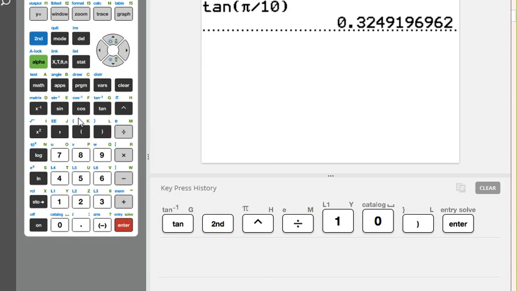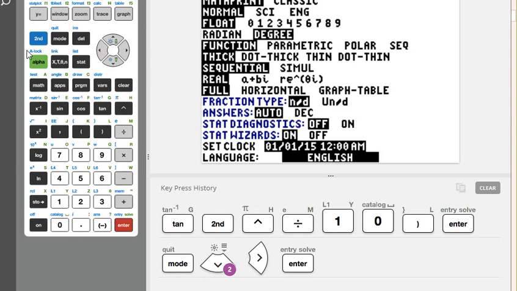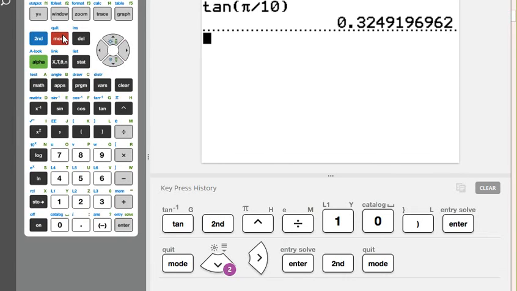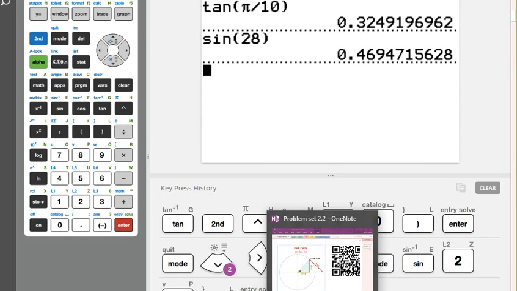If I wanted the sine of 28 degrees, which was one of the other problems there, then what I'd have to do first is switch over to degrees. It should be a little bit less than 1/2 because sine of 30 was 1/2. So sine of 28 should be a little bit less than that. There you go, 0.47-ish. Nice.